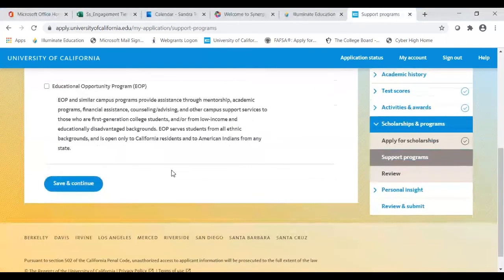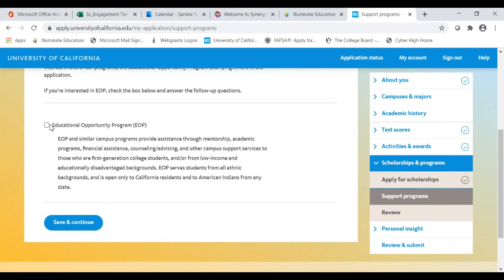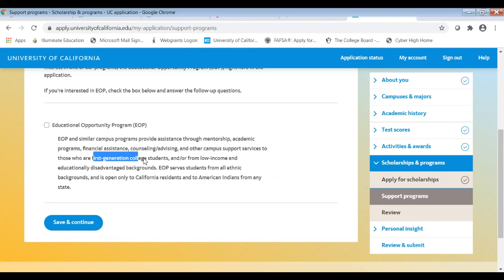So here, this is EOP. What is EOP? UC offers an array of programs and services designed to help every student have a fulfilling college experience. So the Educational Opportunity Program is a support program for students who qualify. If you're interested, you would click here. EOP and similar campus programs provide assistance through mentorship, academic programs, financial assistance, counseling, advising, and other campus support services to those who are first generation students. So you have to be first generation.